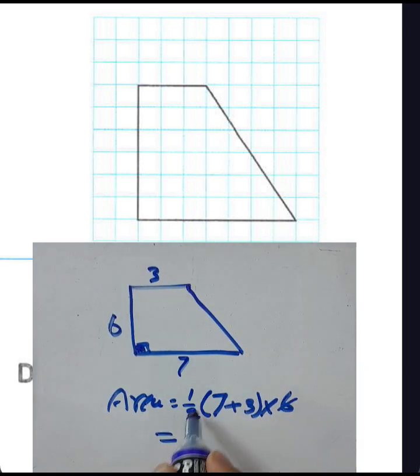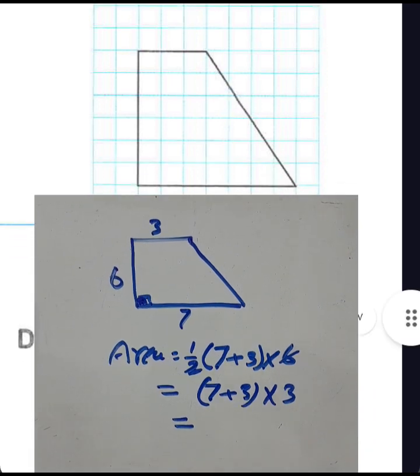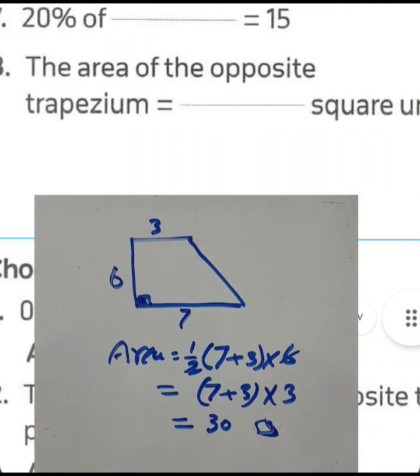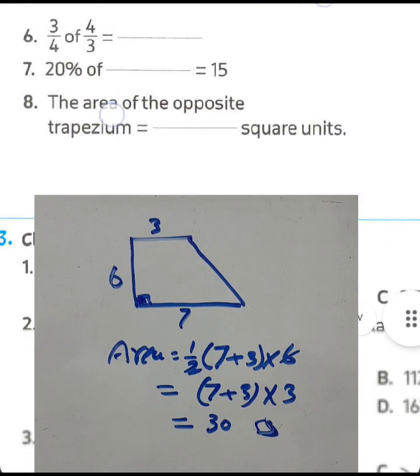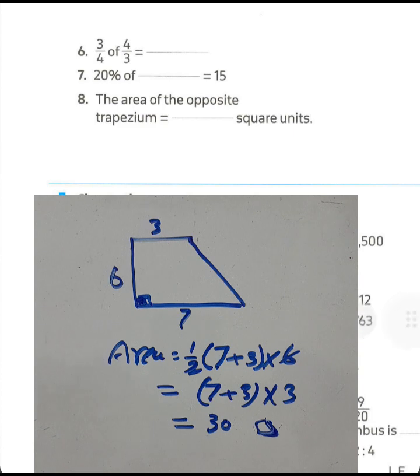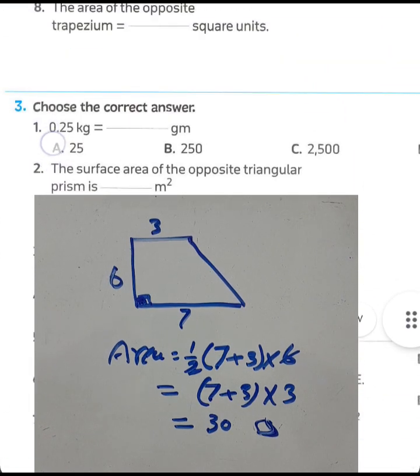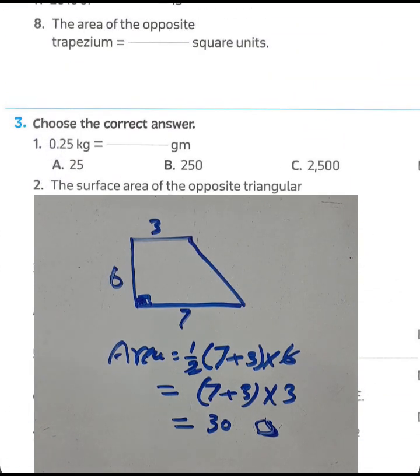Half of 6 is 3, then 7 plus 3 multiplied by 3. 7 plus 3 equals 10. 10 times 3 is what? 30 square units. The area will be 30 square units. Understood? The area of the trapezium is 30 square units.